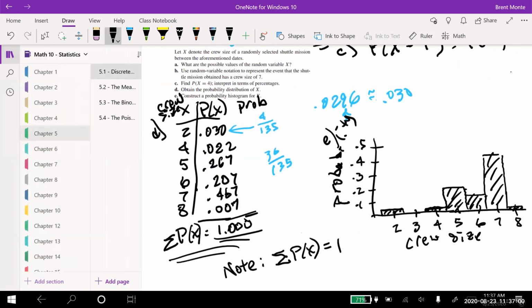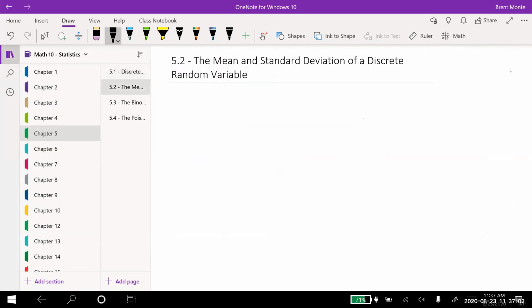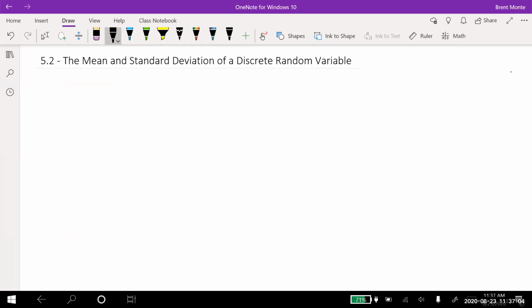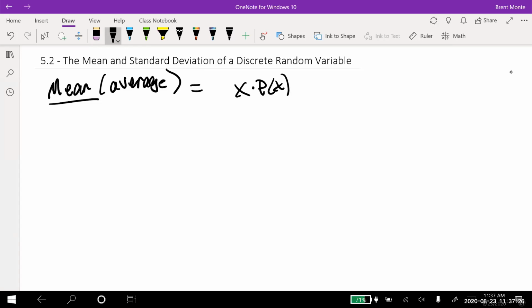We're going to do some computations with these. So we're going to go into the mean and standard deviation of a discrete random variable. Okay, let's just start off with mean. So the mean, again, the mean is just the average, but the way we're going to find these is a little bit different. What we're going to do is we're going to take all of the x values times their probability, and then we're just going to add all those up.